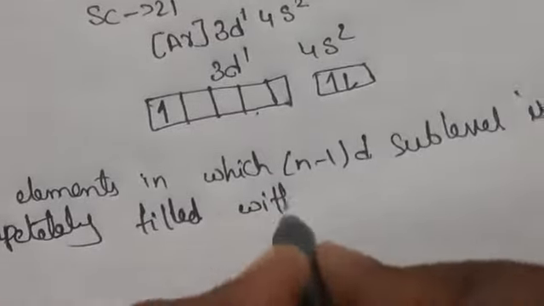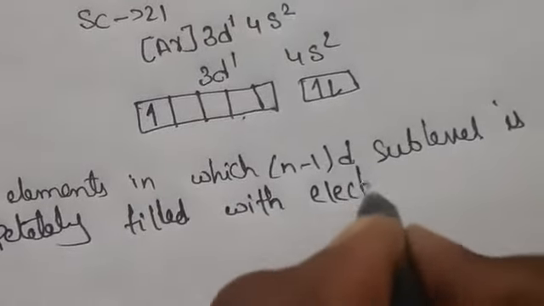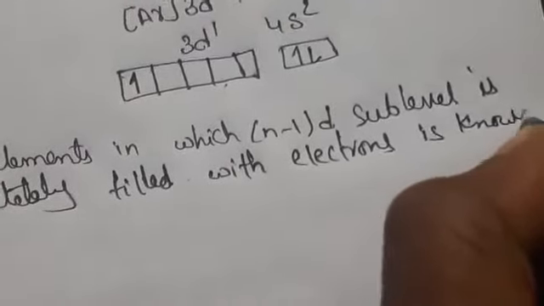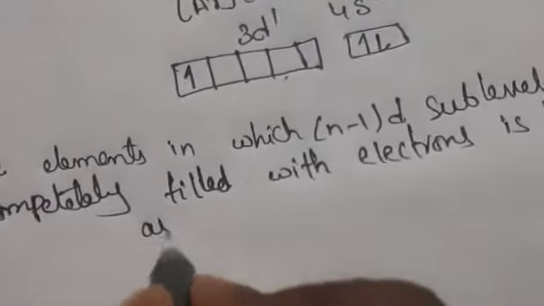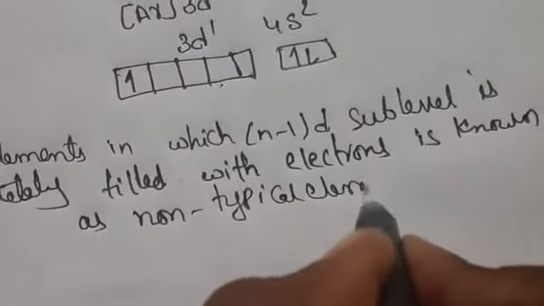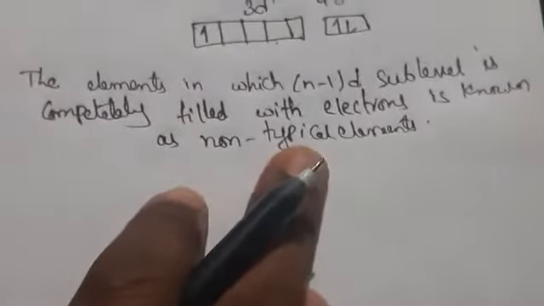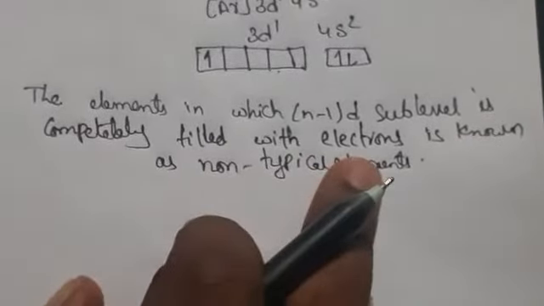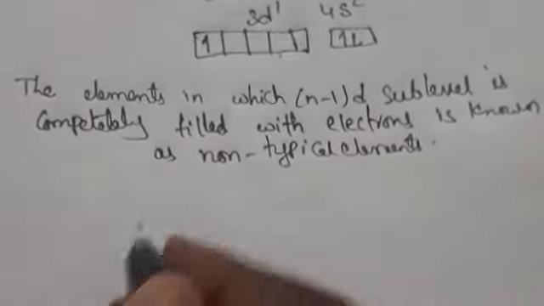Completely filled with electrons is known as what here? Non-typical elements. So what are non-typical elements? What are the elements we are taking? It should be completely filled with electrons. That one we call non-typical elements.